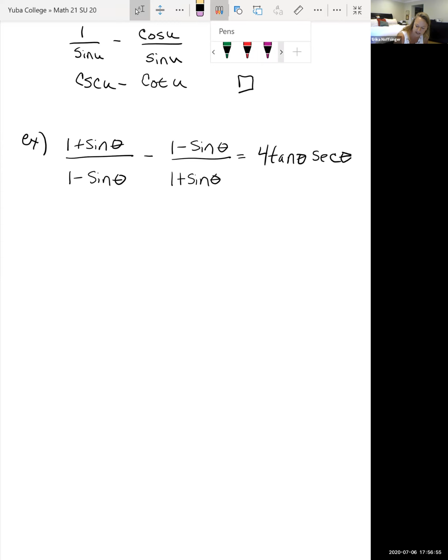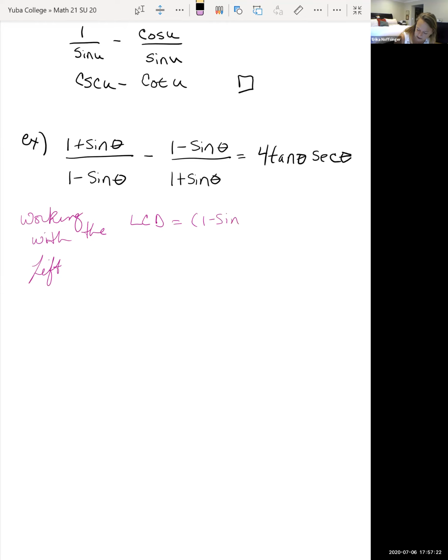So we can combine that as a single fraction. Noticing this, my LCD on the left-hand side is 1 minus sine theta all times 1 plus sine theta. Okay, so our LCD is equal to 1 minus sine theta all times 1 plus sine theta.